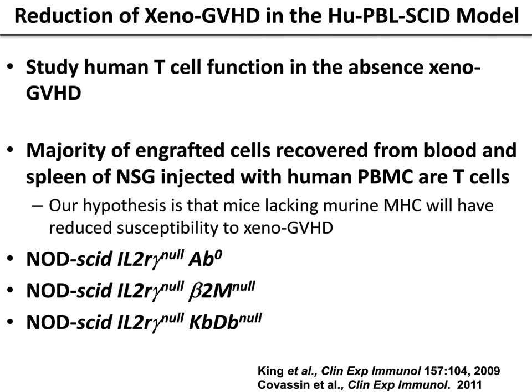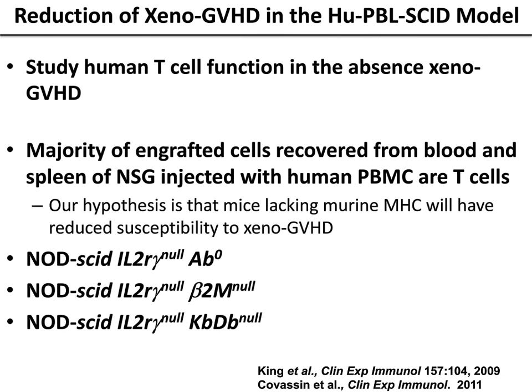So to really make this happen, as I told you earlier, the majority of engrafted cells recovered from blood and spleen of NSG animals injected with human PBMCs are T cells. So our hypothesis was, in mice lacking murine MHC, they will have a reduced susceptibility to the xeno-GVH, because that's what we predicted to be the primary targets of the T cells. So we've generated a number of strains which lack MHC class 2, for example, the NSG Ab0 mouse, and mice which lack the expression of mouse class 1, either through targeting the beta-2M allele or by directly knocking out the heavy chain in the KbDb null animal. And we know that really targeting that class 1 is important for slowing down that graft versus host disease, as shown in the next slide.